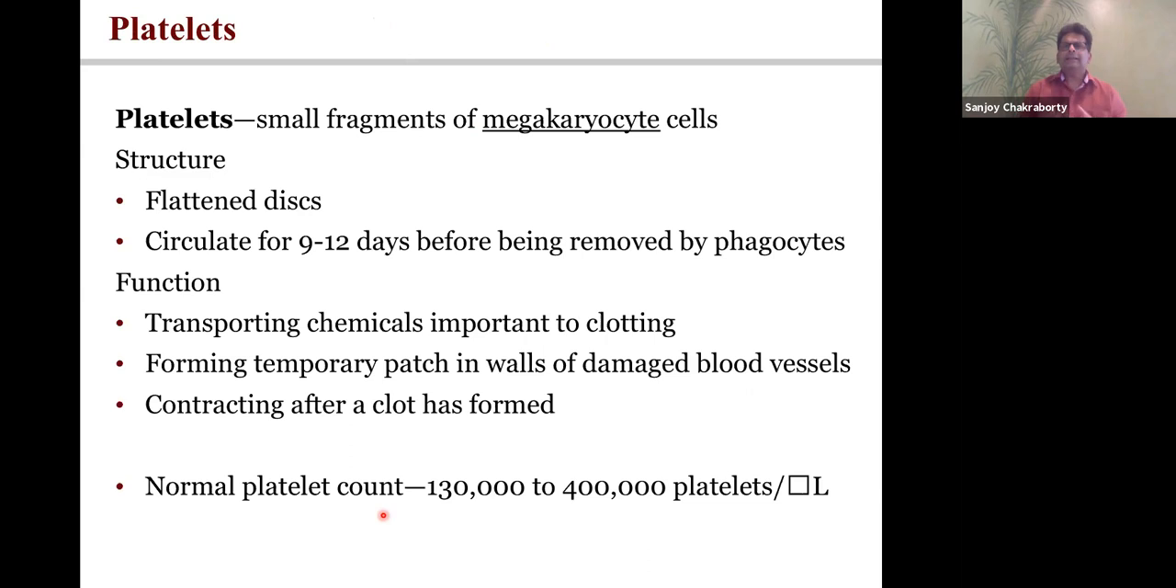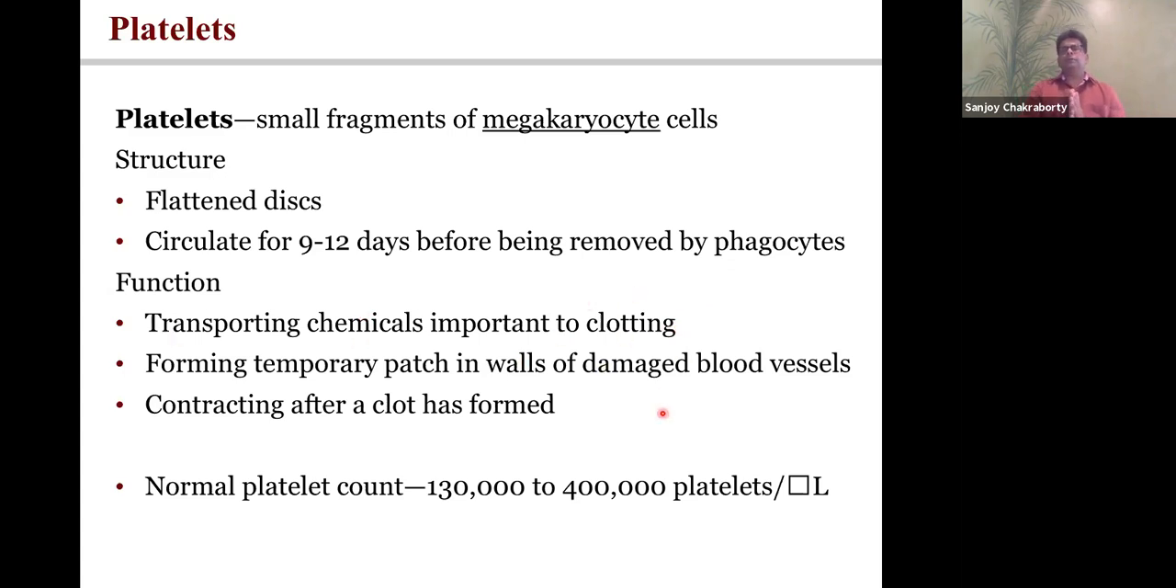Platelets. Platelets technically are not cells because they're fragments. Megakaryocyte: mega means big, karyo comes from nucleus, and cyte means cell. So cells with a giant nucleus get fragmented; they blow themselves up and produce a lot of fragments. Those are platelets. They appear like flattened discs, very small, in different sizes in the blood. They circulate approximately 9 to 12 days before phagocytes remove them, and one of their major functions is clotting.